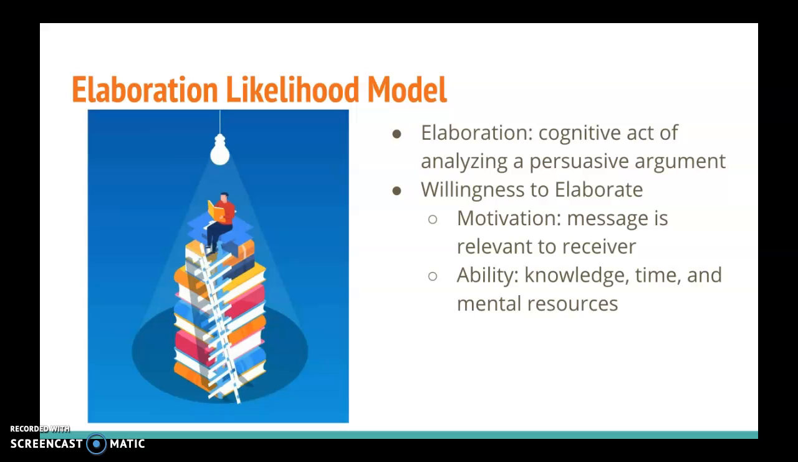In order to elaborate on a message, the elaboration likelihood model states that we need to be able to understand that message, we need to have the time to process that message, and we need to have those mental resources available to us. So overall, in order to elaborate on this message, we need both motivation and ability. If one of those two things is missing, then the persuasive message isn't going to work on the individual who is watching it.